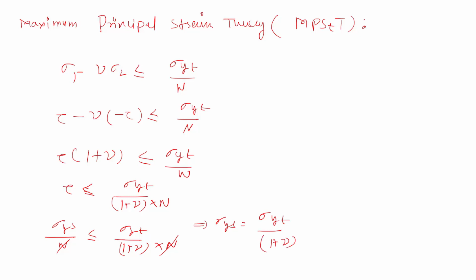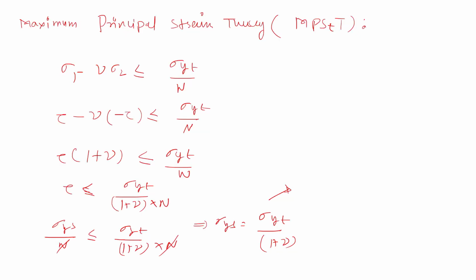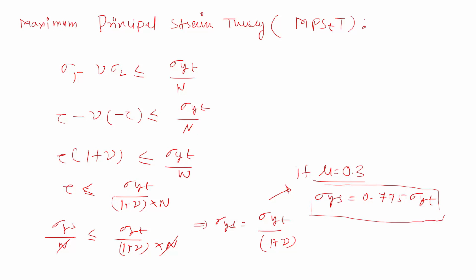Or if mu equals 0.3, Poisson's ratio is 0.3, then we can say sigma ys is equal to 0.775 times sigma yt. So this is the ratio of yield strength in shear to the yield strength in tension according to maximum principal strain theory. And next theory is total strain energy theory.